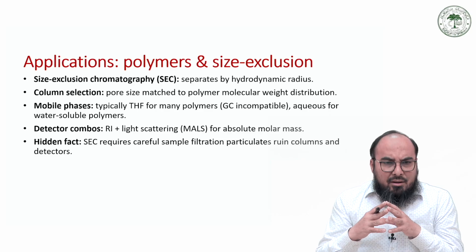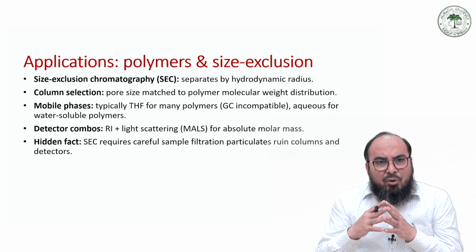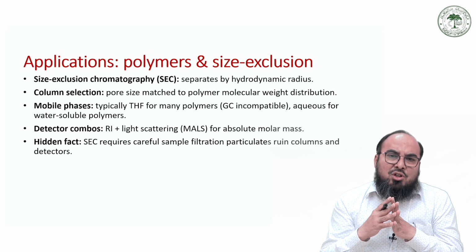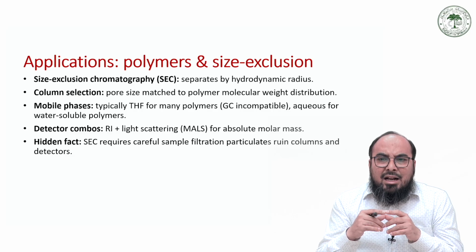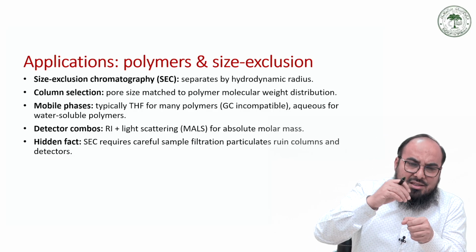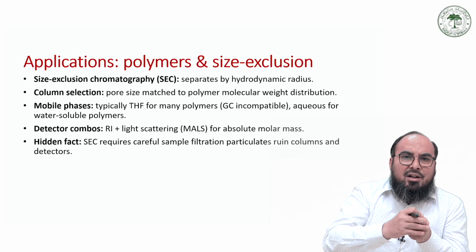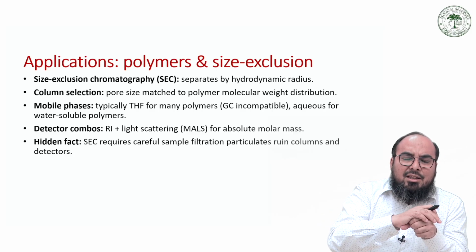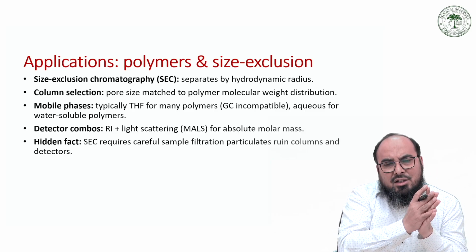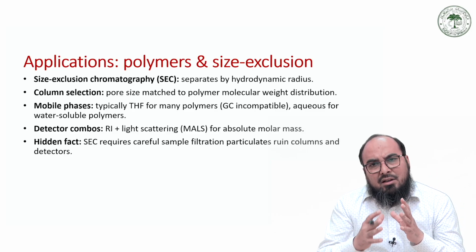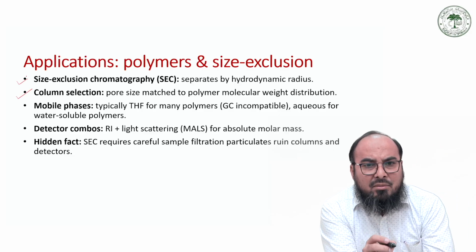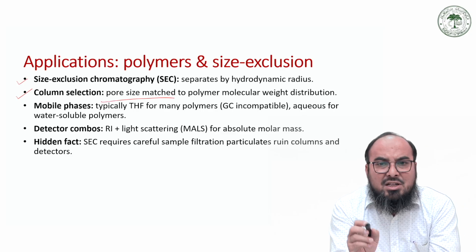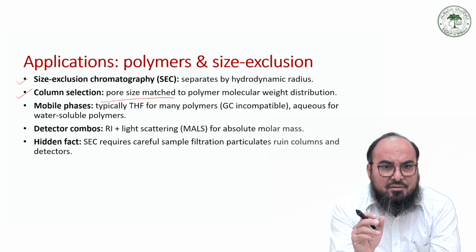Now, the applications with regard to polymers. Here you can use size exclusion chromatography, and it separates on the basis of size. That is, the hydrodynamic radius comes into play, because size is important. If you are using an appropriate size, then of course the separation will be good. Otherwise, if the pore size is too big, it is not going to hold the analyte, and retention time will be less. So you have to look at the column, so that your pore size matches the matrix of the stationary phase.